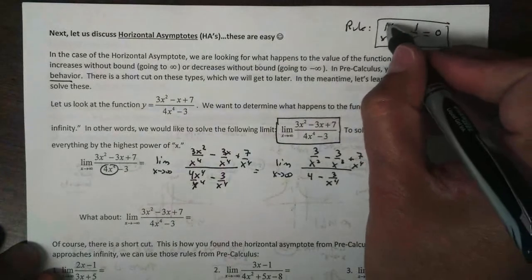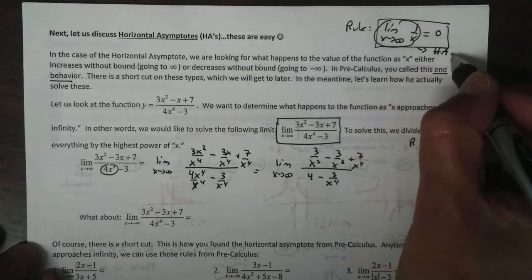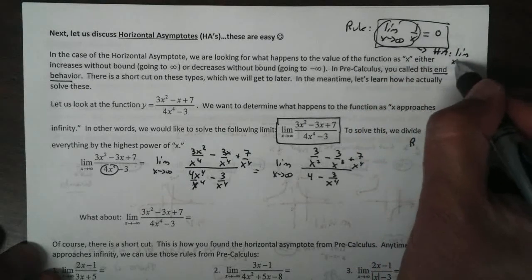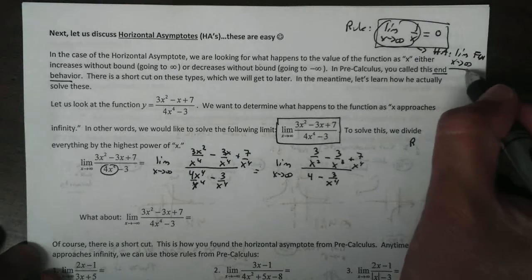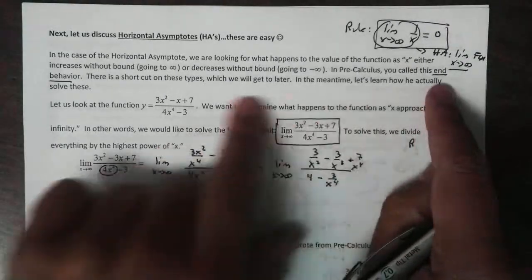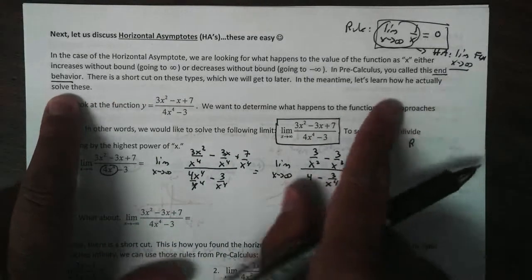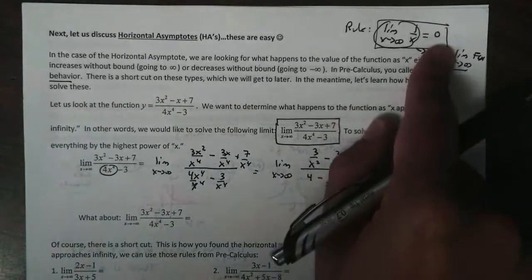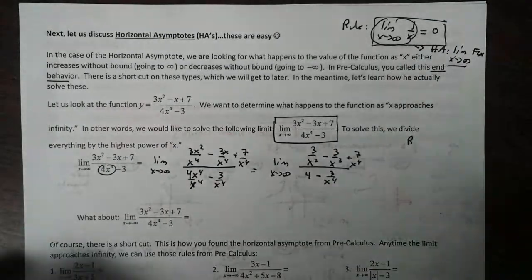Matter of fact, this is really how we define a horizontal asymptote, as the limit as x goes to infinity of a function. That infinity part is what defines a horizontal asymptote because we're looking at the end behavior of a function. Remember, as x goes to infinity, that deals with the end of a graph. So once I know this little rule, I can kind of make short work of this.